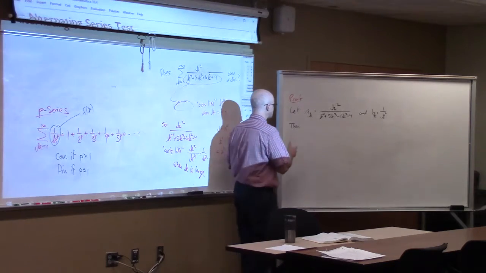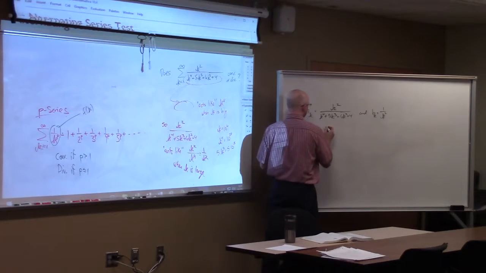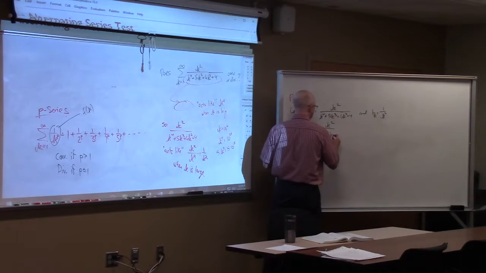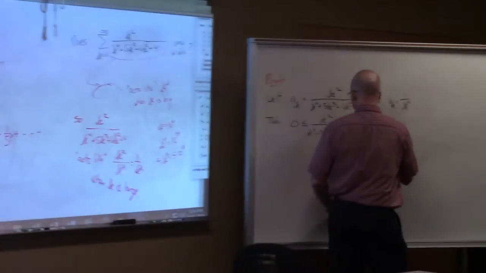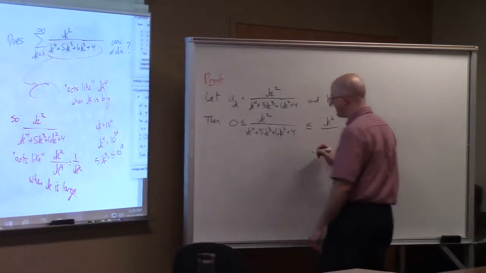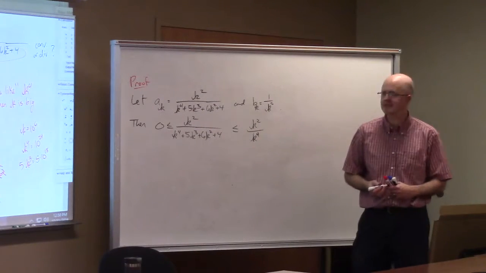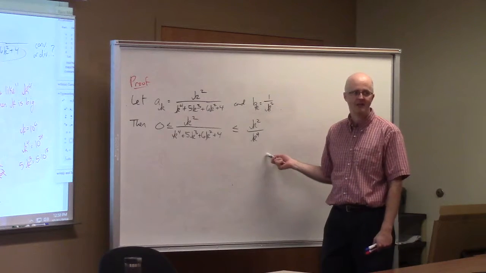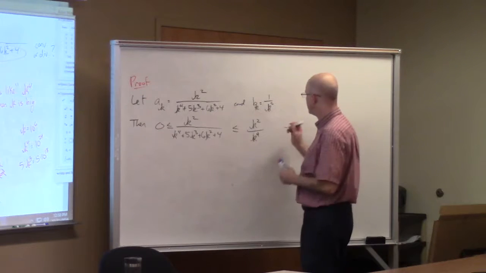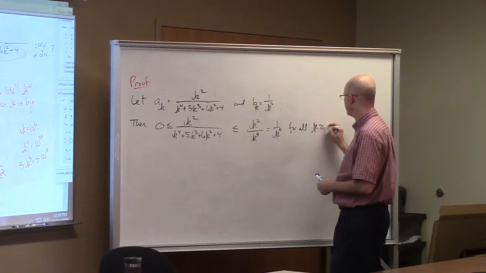I can write that like this. I should also emphasize that these are non-negative quantities. 0 is less than or equal to AK, which I think I will write out here, is less than or equal to, okay, get rid of everything on the bottom except the k to the 4th. That does make the fraction bigger because I made the denominator smaller by getting rid of these things. So I get a bigger fraction here, which equals 1 over k squared for all k bigger than or equal to 1.